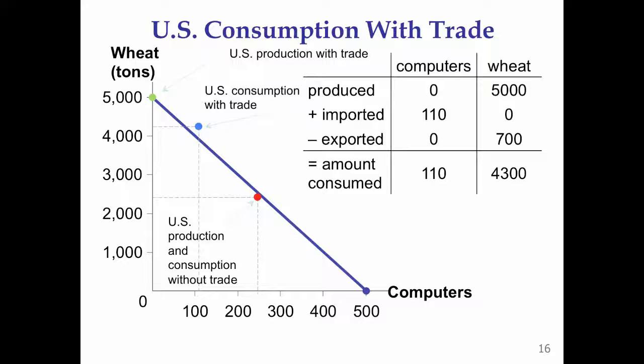The reason I know that this position here with trade is better for the US than without trade is because this combination is outside of the domestic PPF. Without trade, the US could not possibly produce and consume this combination of the two goods. Because remember, the PPF is the limit. It's impossible to produce outside of your domestic PPF. But through trade, the US has managed to get to that point outside of the PPF. And so I know, looking at this, that trade is actually better for the United States.